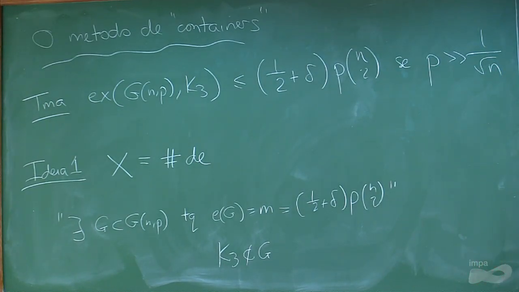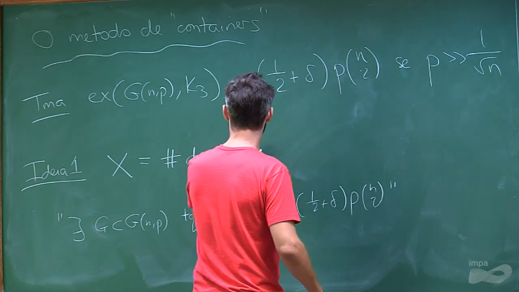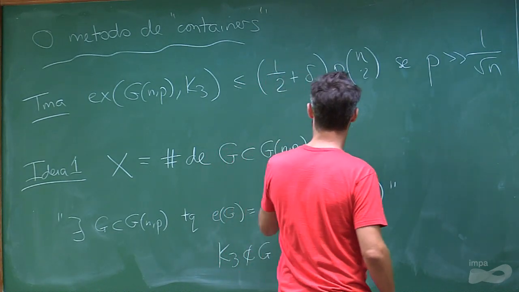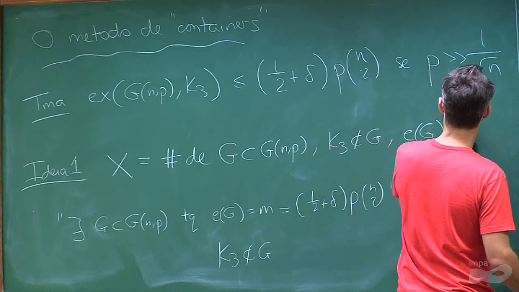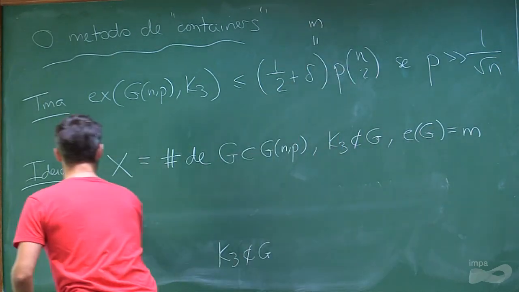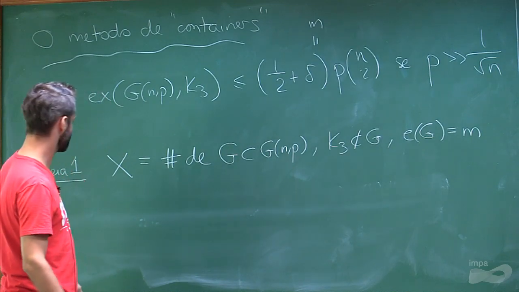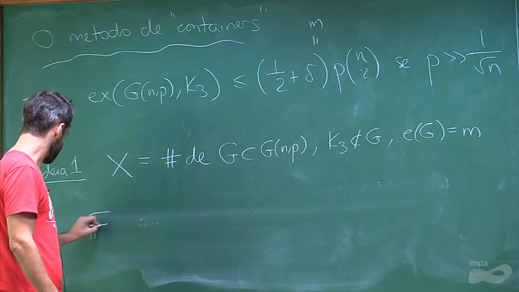And our random variable, whether it is 0 or not, is supposed to encode whether this exists or not. So what should we count? The number of such graphs, exactly that. The number of G in G(n,p) with no triangle and number of edges of G equal to m, where m is this guy. And what we care about is whether X is 0 or not. So what's the expected value of X?